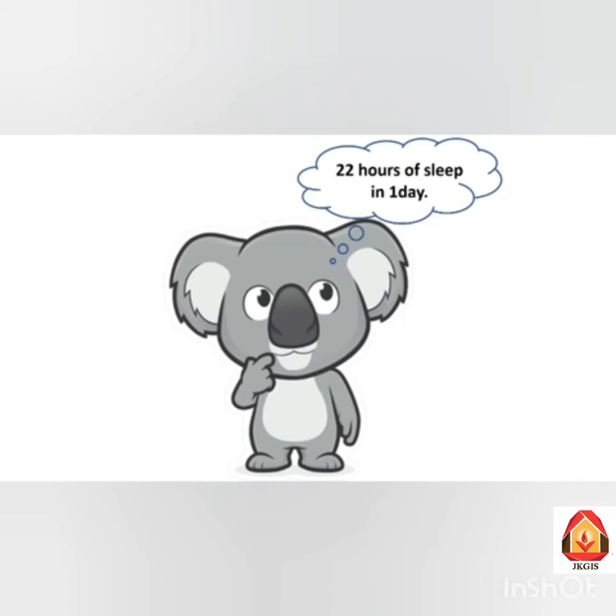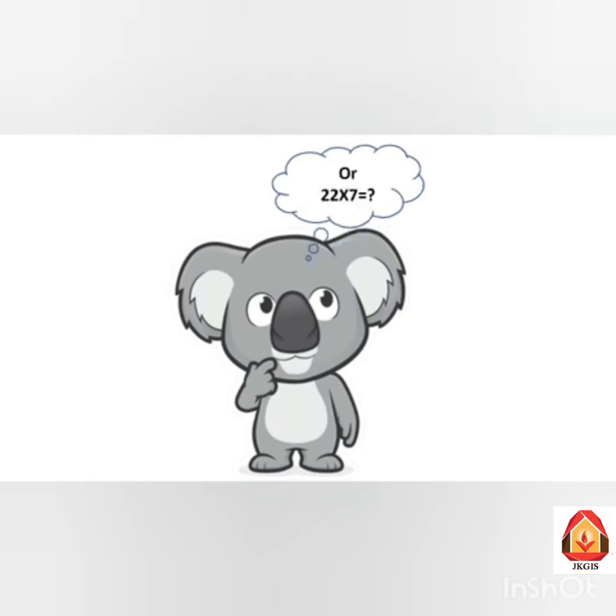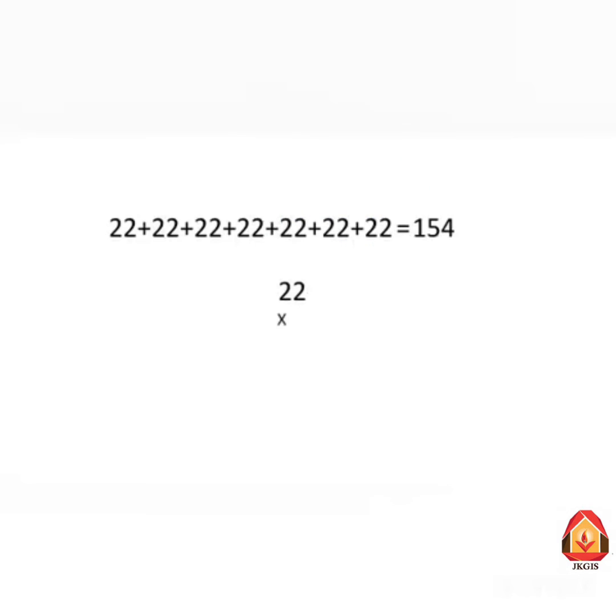22 hours of sleep in one day. It means 22 plus 22 plus 22 plus 22 plus 22 plus 22 plus 22, 22 seven times. Or we can say 22 multiplied by 7. 22 seven times is equal to 154. Means 22 multiplied by 7 is equal to 154.